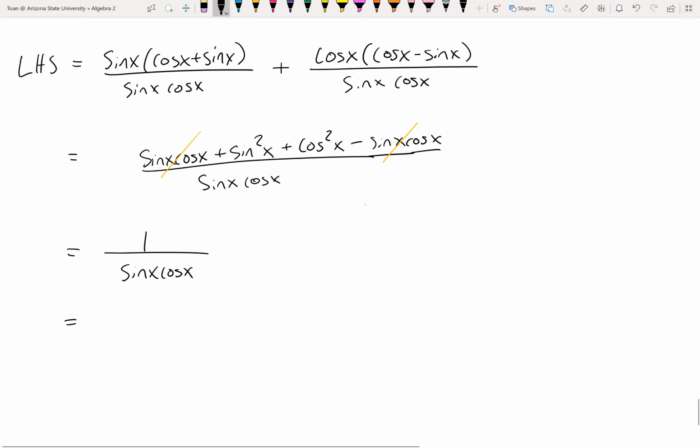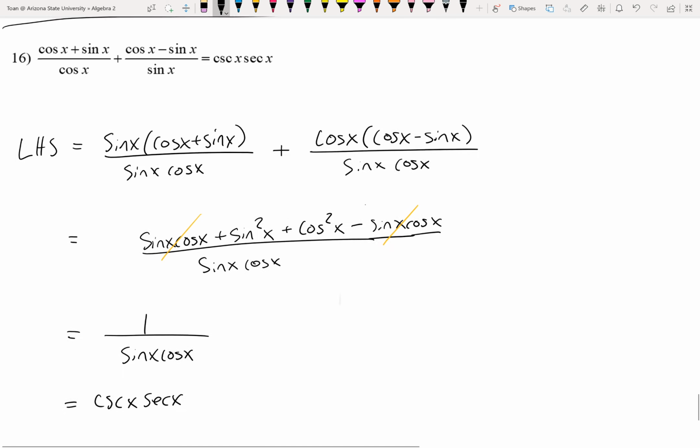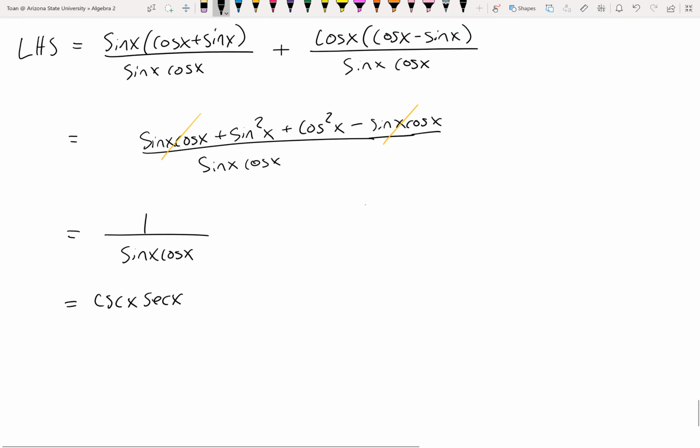So notice how we have 1 over sine x cosine x. They are in the denominator, they are reciprocals. So we should know that the reciprocal of sine is cosecant, and the reciprocal of cosine is secant, which I think is exactly what we wanted, right? Yep, cosecant x times secant x. That's precisely the right-hand side. So, pretty cool, pretty simple.